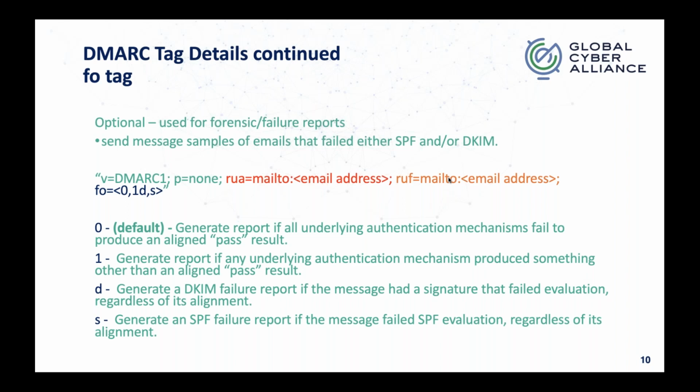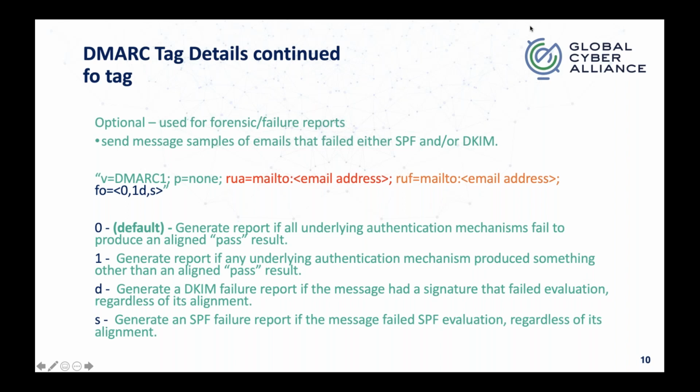The first one here, as you see, is the FO tag. The FO tag is used in conjunction with the RUF tag. The reason is that the FO tag says how we are triggering these forensic failure reports. What are we basing this on in order to send those message samples to the sending organization, so that the receiving side knows what to do? By default, it's FO equals 0. That means it'll generate a report if all authentication mechanisms have failed to produce an aligned pass result. Right, so SPF, DKIM, everything is failing. Or sorry, all of them are failing to produce an aligned pass result.